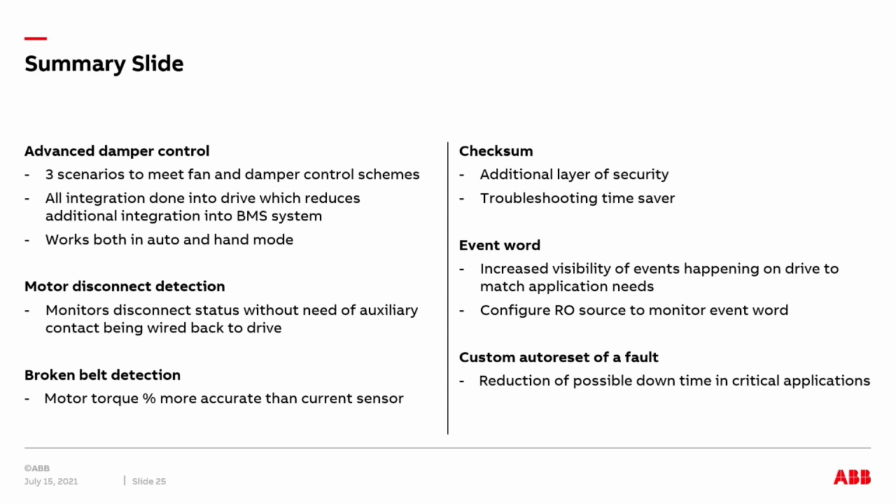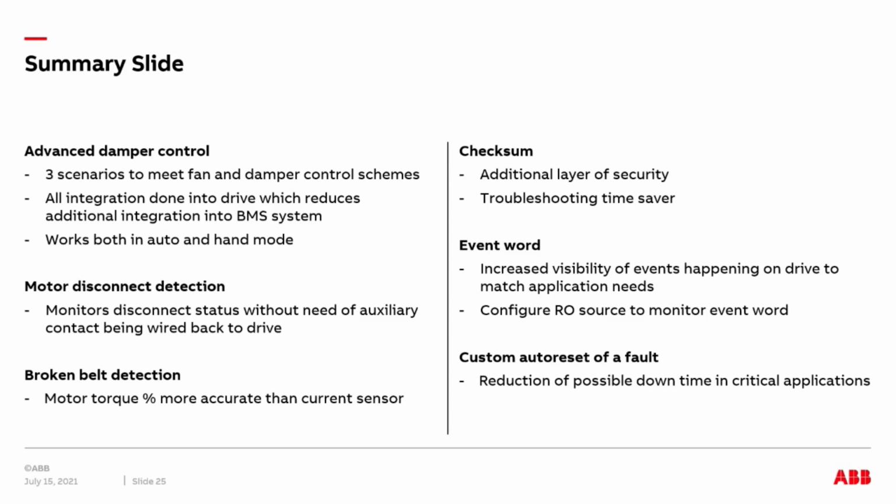Next, we discussed the motor disconnect detection. We were able to see that the drive monitors the disconnect status without the need of an auxiliary contact being wired back to the drive, which is a great time saver and cost saver. Then we discussed broken belt detection. We discussed how motor torque percent is more accurate than current and can all be done through the drive without the need of an additional piece of equipment.